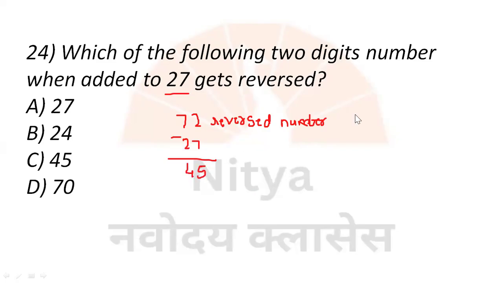So when we add 27 plus 45, we get 72. It means when we add 45 to 27, we get 72. It means the reversed number. So option number C, 45 is the answer. Next one, the last question.